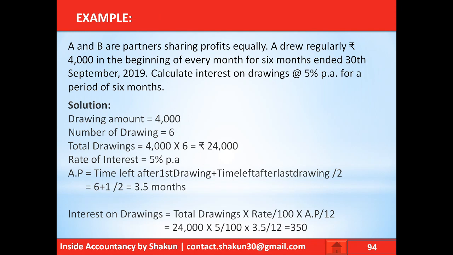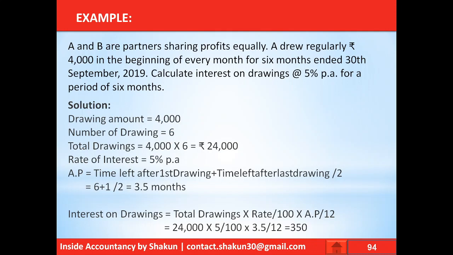Let's take another example. A and B are partners sharing profits equally, 1:1. A drew regularly 4,000 in the beginning of every month for 6 months. That means this 4,000 is withdrawn in the beginning of every month, but the drawings are made only for a period of 6 months, ended 30th September 2019. Calculate interest on drawings at 5% per annum for a period of 6 months.